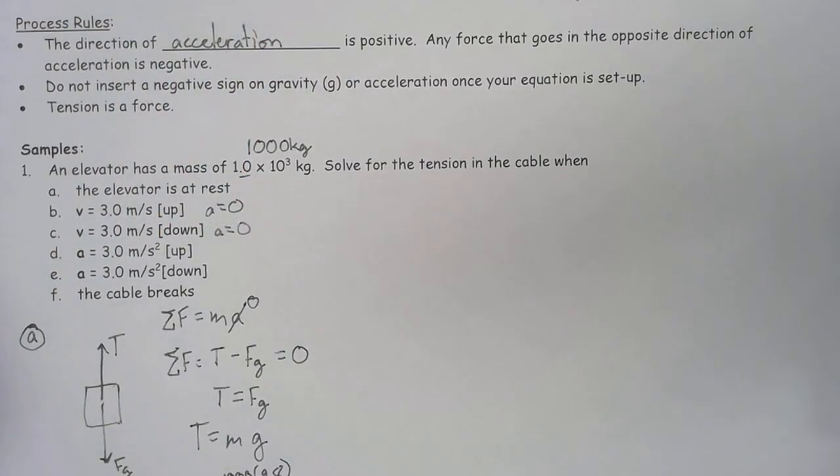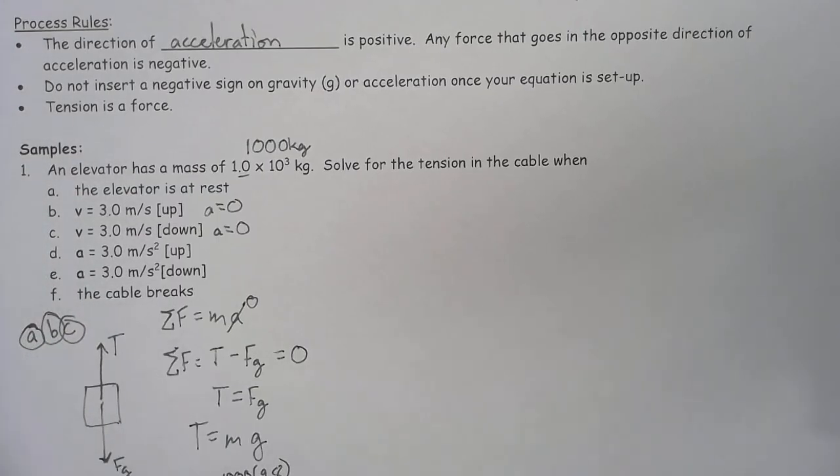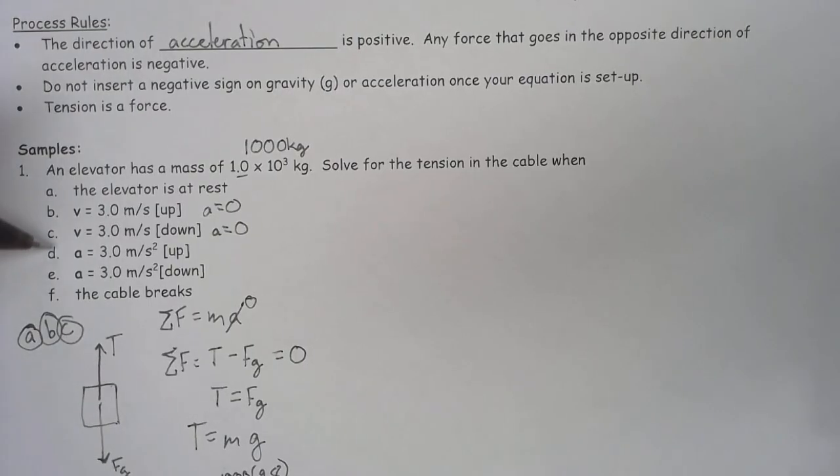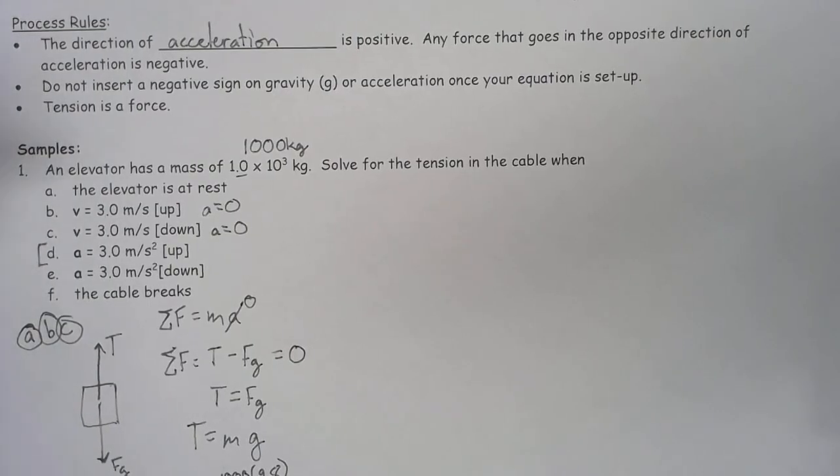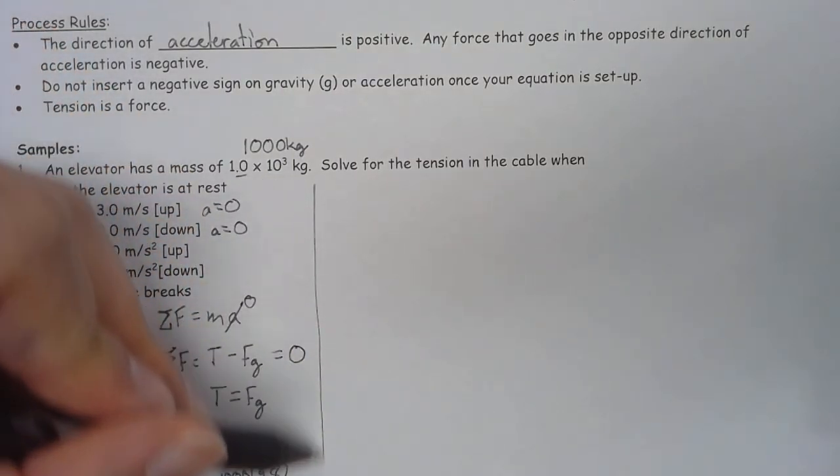That one equals 0 as well. And so this drawing is not just for portion A, but it's also good for B and C. We do need to solve for a different thing in part D.